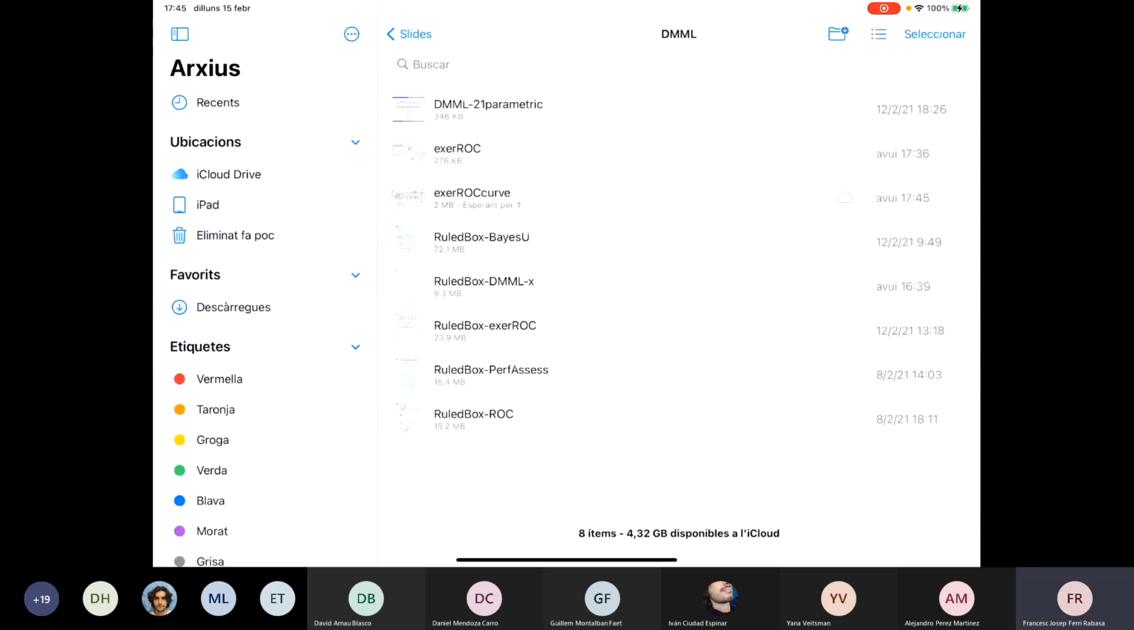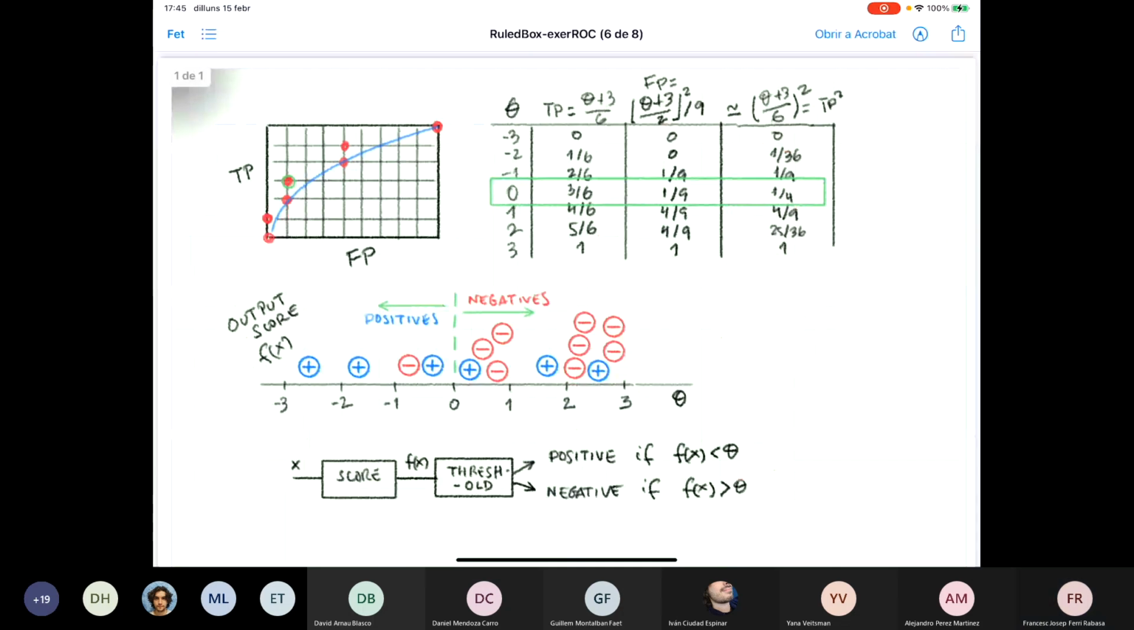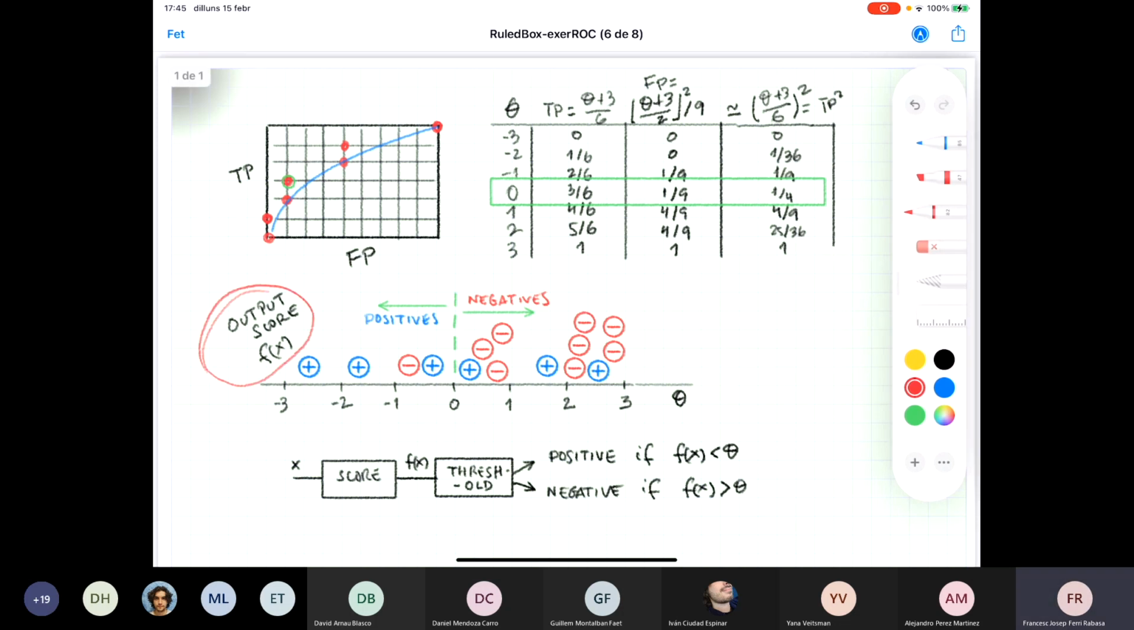Let me show you an extension of this information. For example, imagine you have something like this. Now we are looking at the output score. So we have a mapping. This is the input. We have a continuous output, and then we apply a threshold. The threshold is the value of theta.